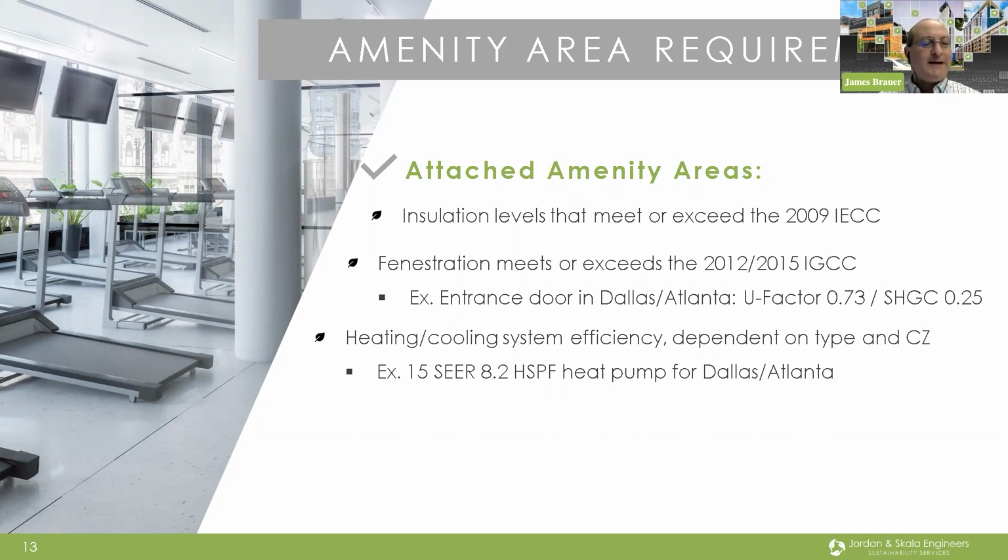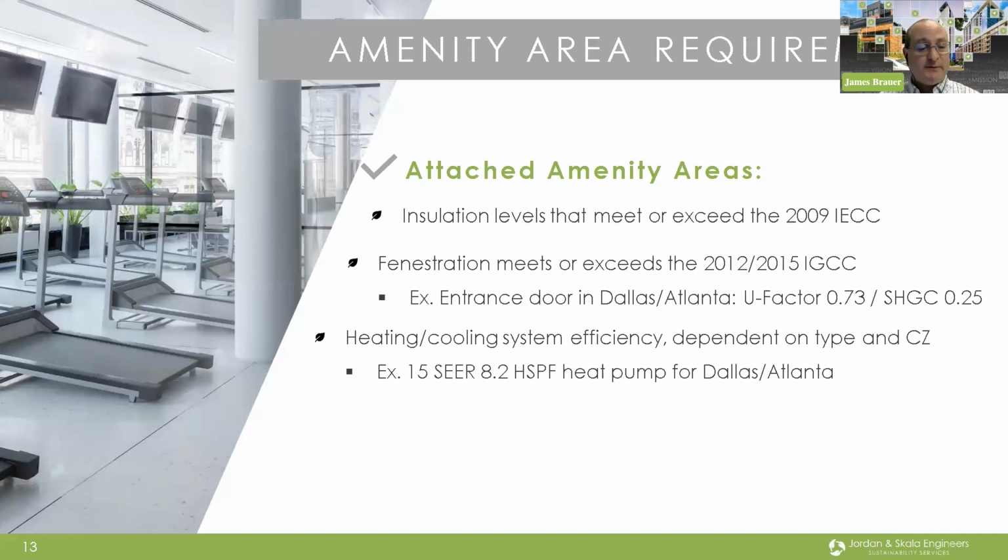So your glazed entrance door in Dallas or Atlanta, in these areas, your door would need to have a U factor of 0.73 and a solar heat gain of 0.25 or less. If you're familiar with these product types and these efficiency numbers, it's not too stringent and very common with what you might already be doing.